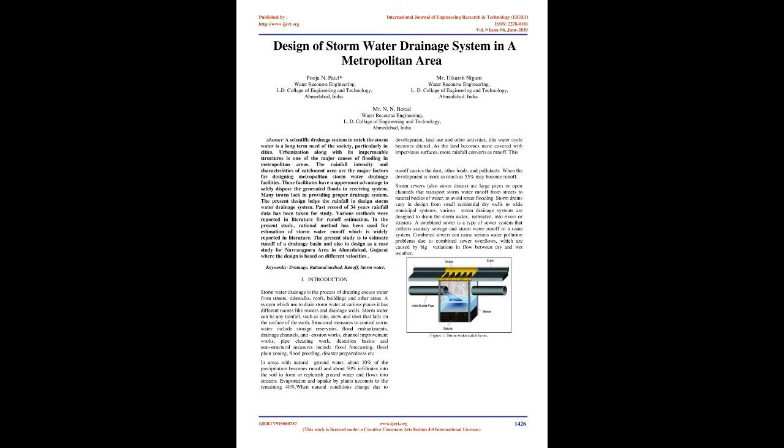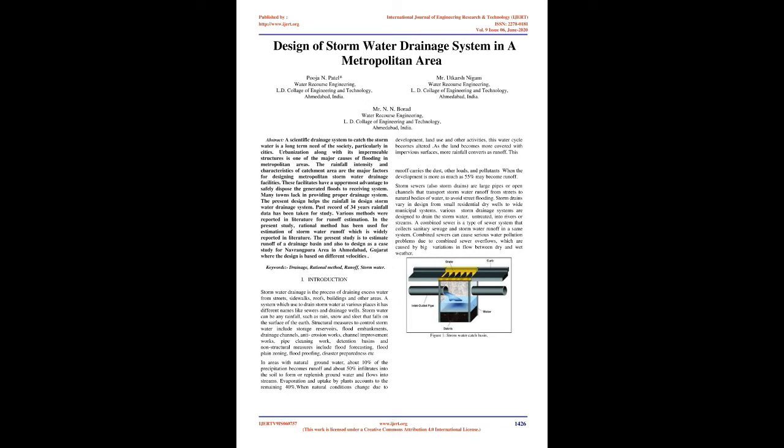The rainfall intensity and characteristics of catchment area are the major factors for designing metropolitan storm water drainage facilities. These facilities have the uppermost advantage of safely disposing the generated floods to the receiving system. Many towns lack a proper drainage system. The present design helps the rainfall and design storm water drainage system.